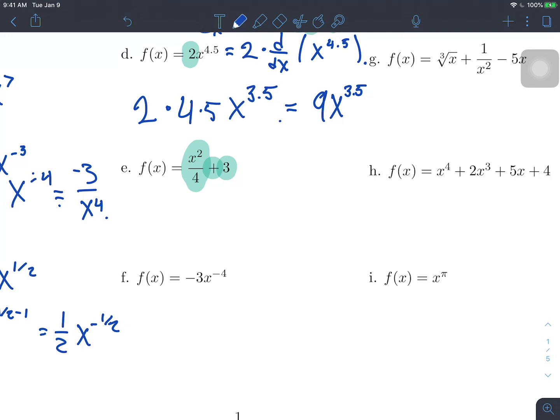So let's do it. I can rewrite this as 1/4 x squared plus 3. And if I want to do the derivative, I would say, okay, f prime of x equals, well, I know the 1/4 is just going to hang out. Now I need to write the derivative of x squared. That's 2x. And now I need to write the derivative of 3. That's 0. So I get 1/4 times 2x. It's just x over 2.